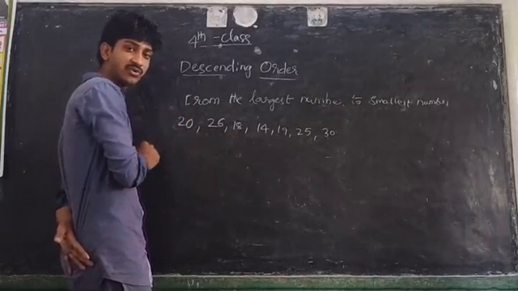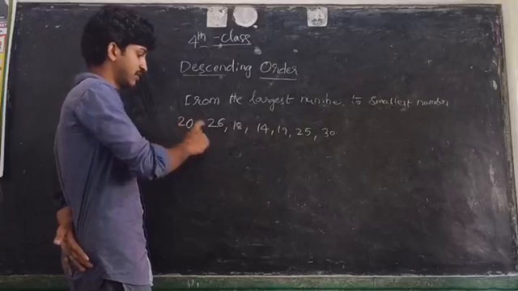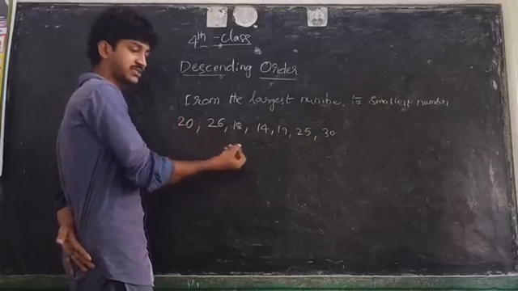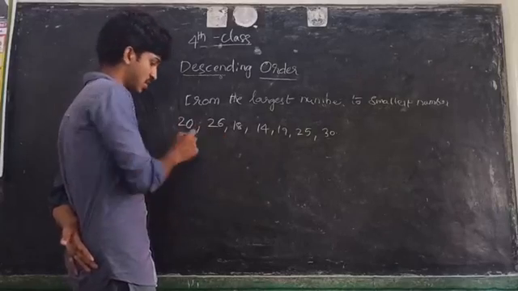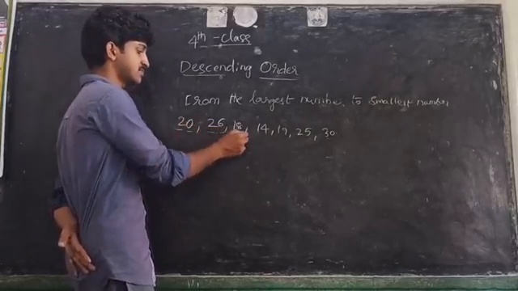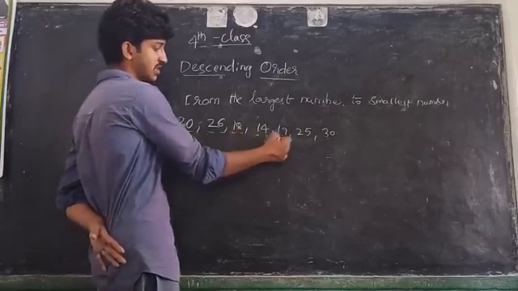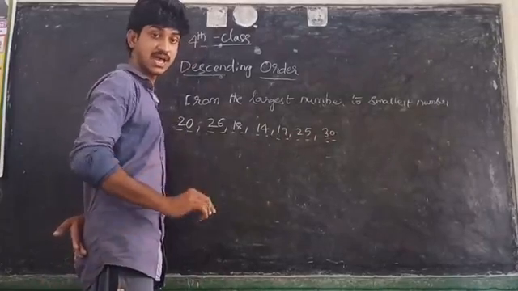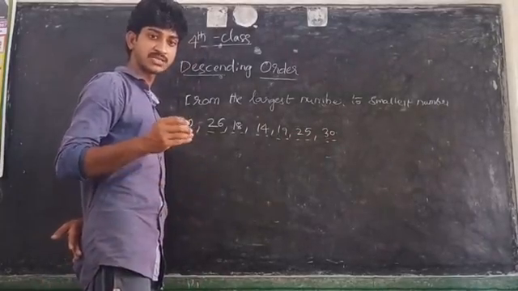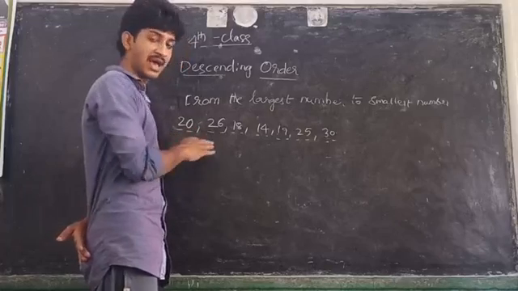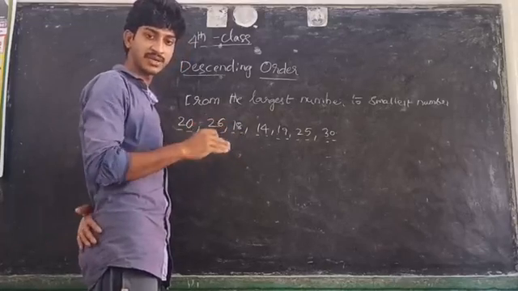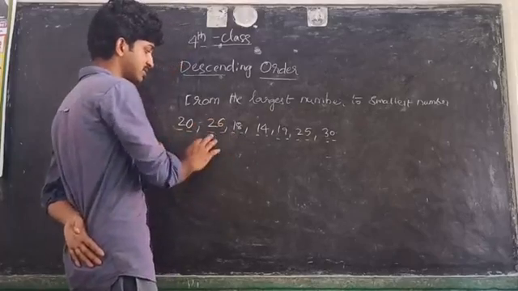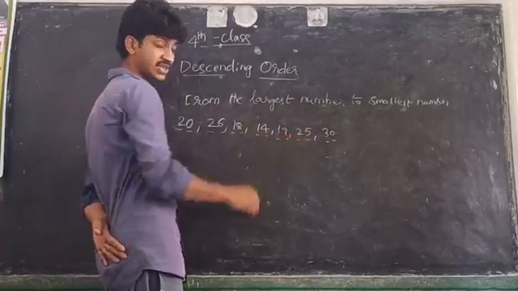First of all, we have to discuss the highest place values. In these numbers, the highest place is the tens place, and then the ones place. So the tens place is the highest place. Which number has the highest tens place value? Then that number is the largest number. So among these tens places, which number is the highest?